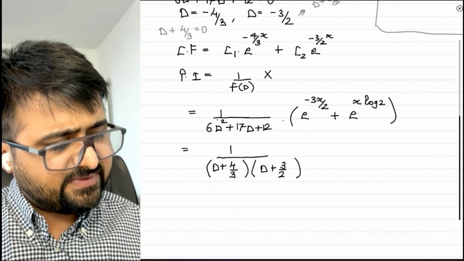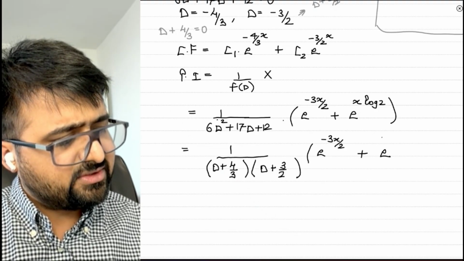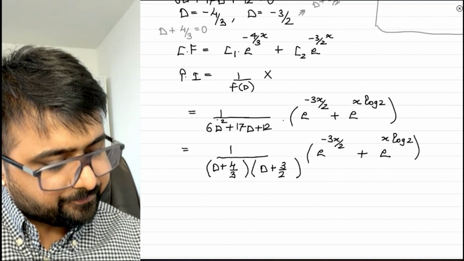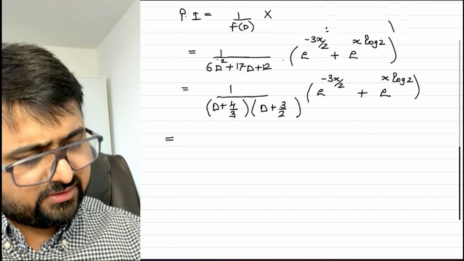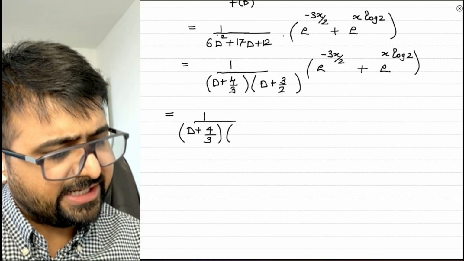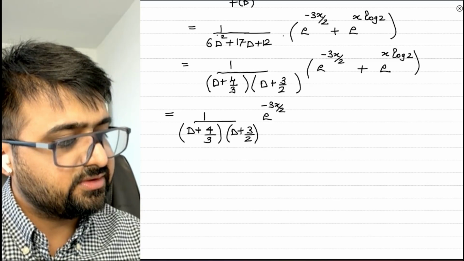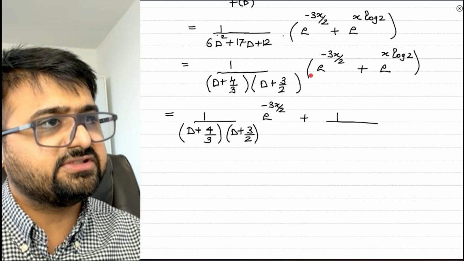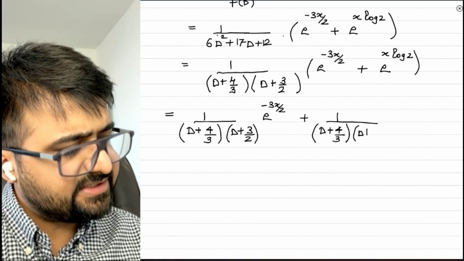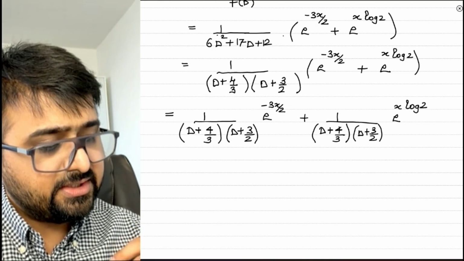Okay. So since we have that now, and then we have e to the power minus 3x by 2 plus e to the power x log 2. All right, now we can split this operator in both of the terms. So we have 1 upon d plus 4 by 3 times d plus 3 by 2 into e to the power minus 3x by 2, plus 1 upon, just give this operator to the second term as well, d plus 4 by 3, d plus 3 by 2 into e to the power x log 2. All right. Now we can just solve those.